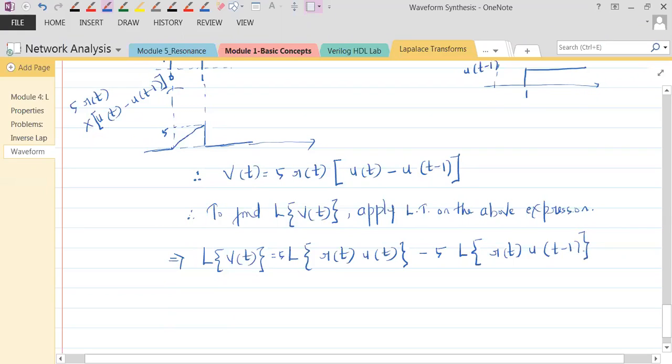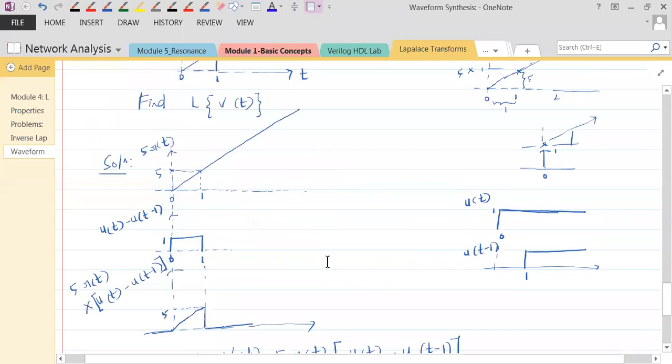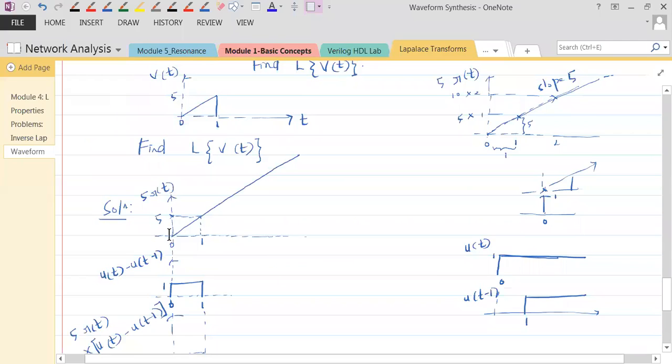Is this okay with you? Now everybody should understand r of t means it is t. Okay, why it is t? Everybody see here, at 0 it is 0, at 1 if it is 1, this is actually t. R of t is t, but since this r of t is of slope 5, what would this r of t be in terms of t?